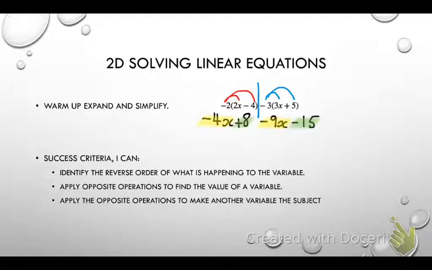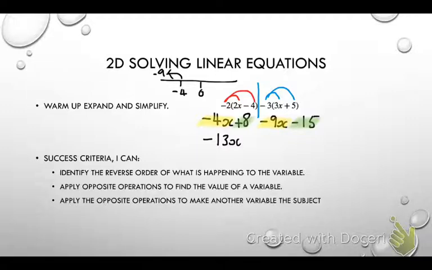So -4x and -9x. If you think about it on the number line, we have 0 down here and -4. If we start at -4 and we take away 9, we're going to the left 9 places. So we're going to end up at -13x. Same as saying -4x take 9x. Then our two green ones, +8 take 15.